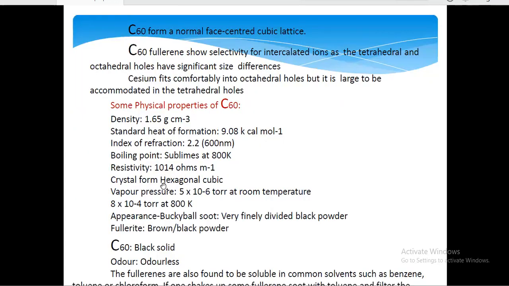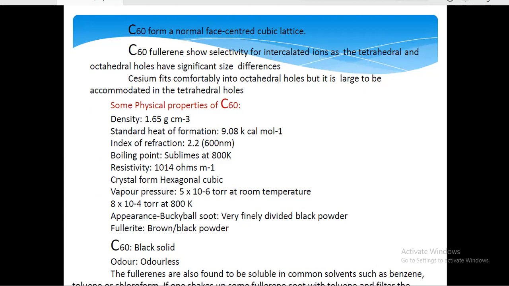And the crystal forms hexagonal cubic structures. Okay, and the vapor pressure is 5 into 10 raised to the power minus 6 torr at room temperature, that is 273 Kelvin, and 8 into 10 raised to the power minus 4 torr at 800 Kelvin. The appearance of C60 is basically buckyball soot, a very finely divided black powder, you can say brown and black powder. C60 looks like a black solid. The odor is odorless, it doesn't have a smell.